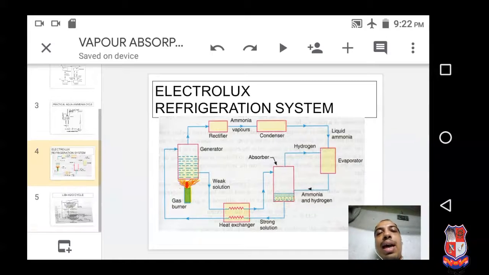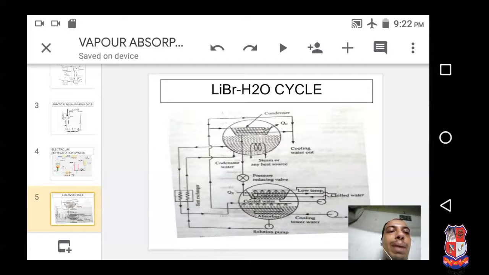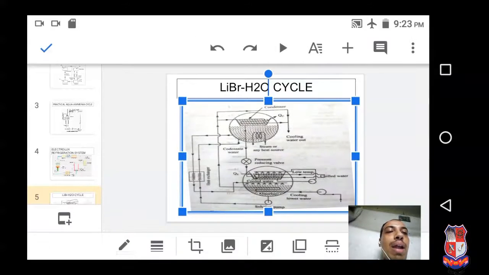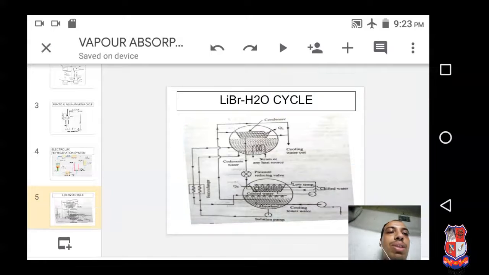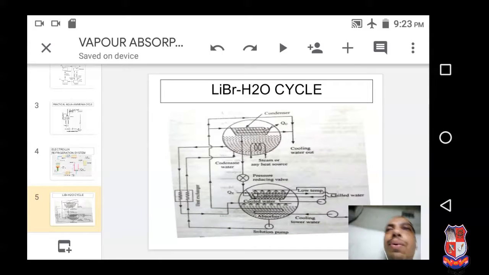Okay, and the last cycle is known as the lithium bromide H2O cycle. This cycle is also one type of vapor absorption refrigeration cycle. Here you can see that two different vessels are available, one is the upper vessel and one is the lower vessel. First of all we are discussing absorbent and refrigerant. Up to now, in all these three cycles, ammonia is the refrigerant and water is the absorbent. But here it is somehow different. Lithium bromide is the absorbent and H2O, meaning water, is the refrigerant.